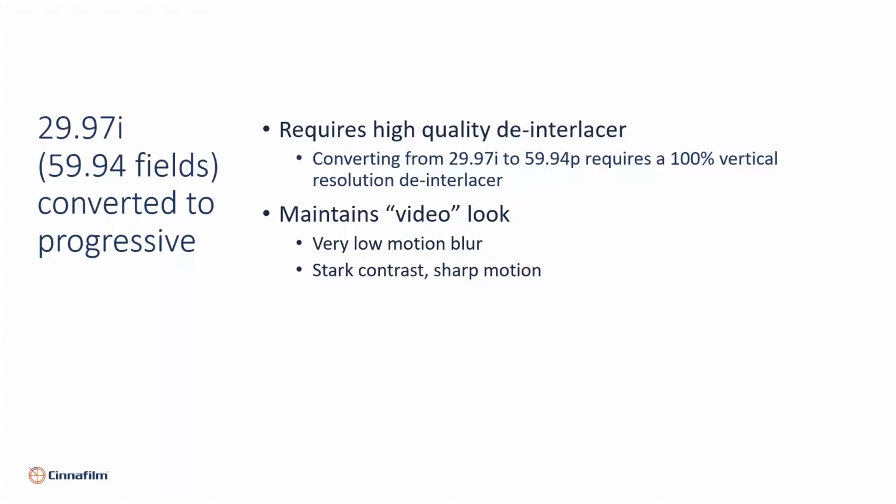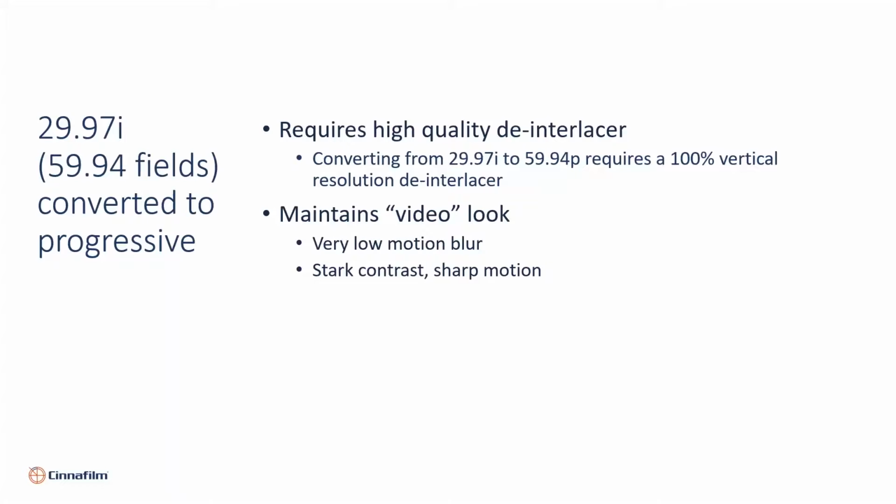Okay, we just talked about telecine and how they take the original progressive 23.976 image and apply a pattern to it so it goes into 29.97i. What if the footage is actually 29.97i? You've got to be able to get that to a progressive format. Now, if it's true 59.94 fields, if you want to just go to 59.94p, it requires a deinterlacer that has 100% vertical resolution.